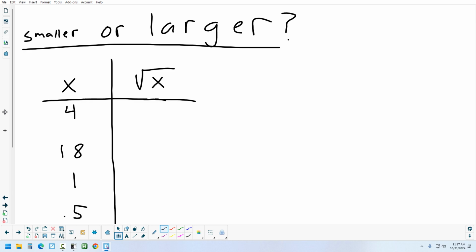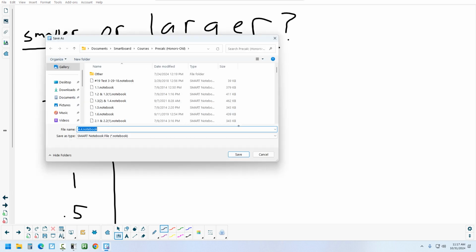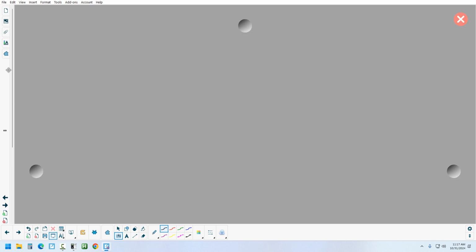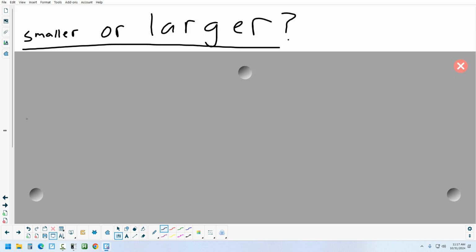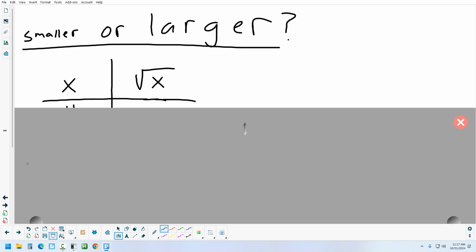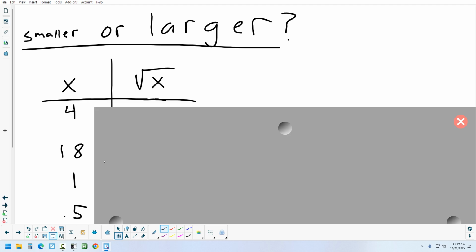All right, let's take a look at this. Okay, smaller or larger? And again, see what I get? It's smaller, larger is larger. You had fun with the slideshow? Yeah. All right, so the question is, when we take the square root of a number, does it get smaller or does it get larger?